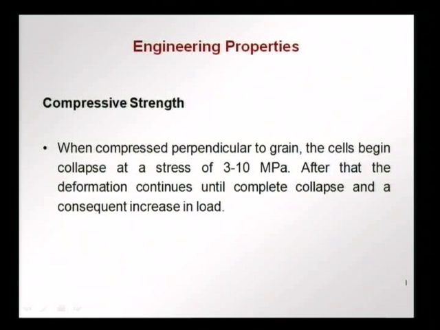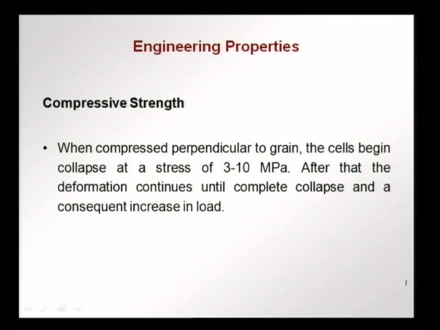So, the cells start collapsing at a stress of 3 to 10 megapascal. Again, if you can imagine a bunch of straws, if you crush the straws perpendicular to their longitudinal direction, then the straw walls will collapse and flatten. So, that is what happens in the cell.